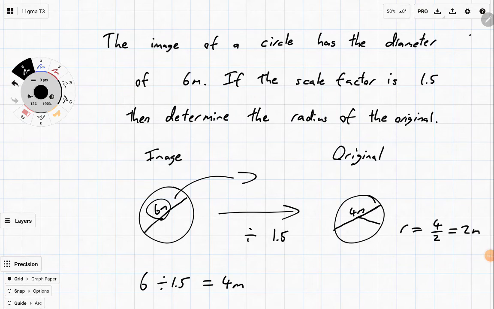Alternatively, you could have worked out the radius of the image, which would have been 3 meters, and then divided that by 1.5. Either way, you would have gotten the same answer, which is that the radius of the original is 2 meters.